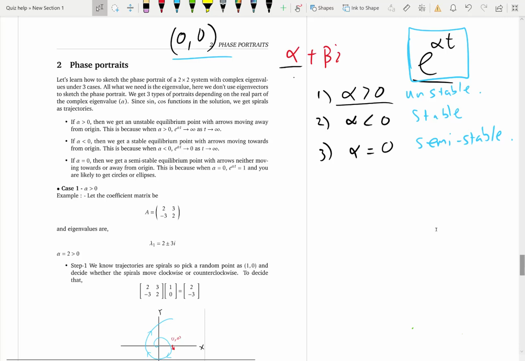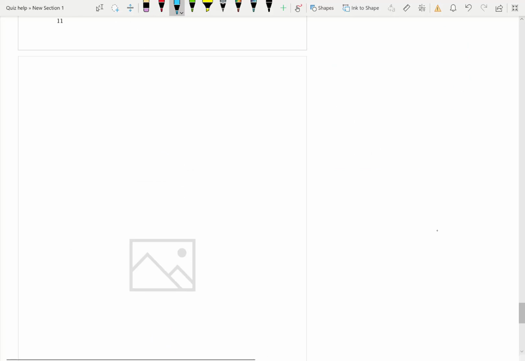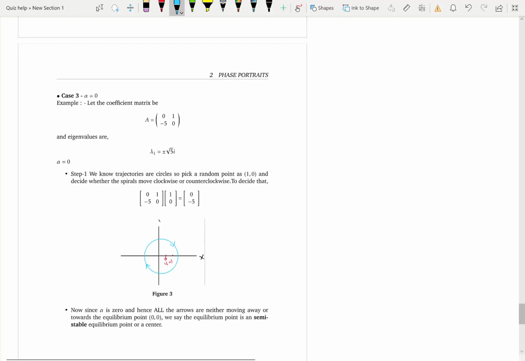So let's move on to case 3 first. Let's study how to draw the trajectories. When alpha is equal to 0, you don't have an exponential term. And what will your trajectories look like? Circles or ellipses. That is what your solutions will look like. So how to decide circles or ellipses? Well, we don't do that in this lesson. We don't go that far. It's enough to know it's either circles or ellipses.